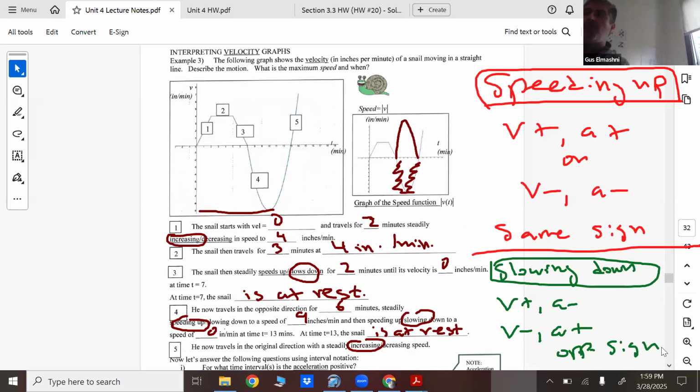So this is how we look at it through the lens of calculus, right? If your first derivative is positive and your second derivative is positive, you're speeding up. If your first derivative is positive and your second derivative is negative, you're slowing down. So whenever the first and second derivatives are the same sign, speeding up, but if it's the opposite sign, slowing down.